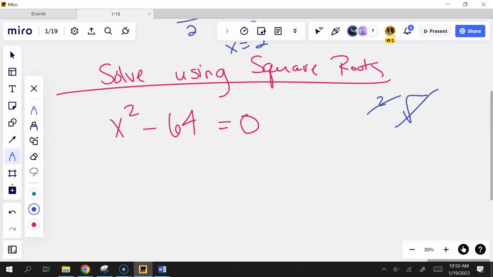Okay? If I had x squared, the square root of x squared would just leave me with x, because they cancel each other out. Okay? All right.